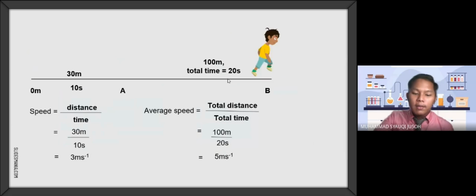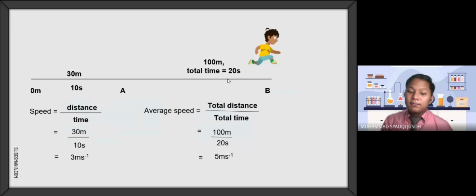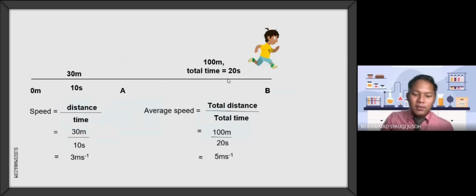The time taken for him to travel is 10 seconds. So, what is the speed of the student from 0 meter to A? By using the formula, the distance in meters is divided by 10 seconds. So, the speed of the student at point A is 3 meter per second. Okay, good students.